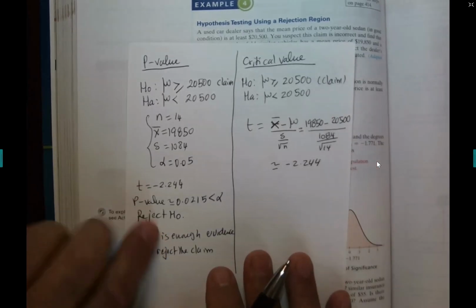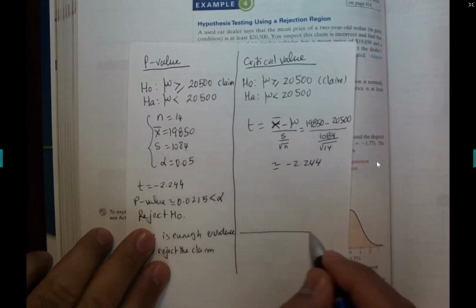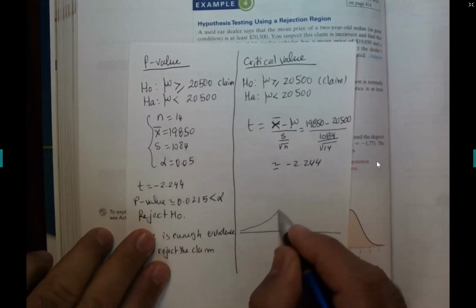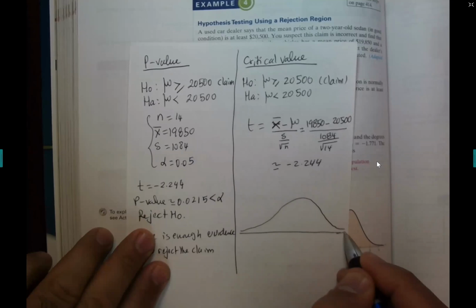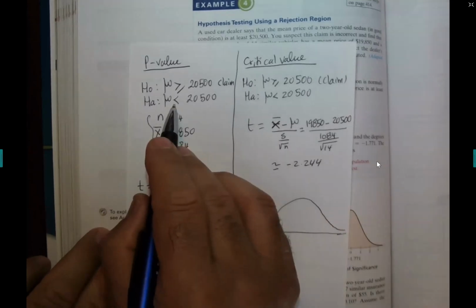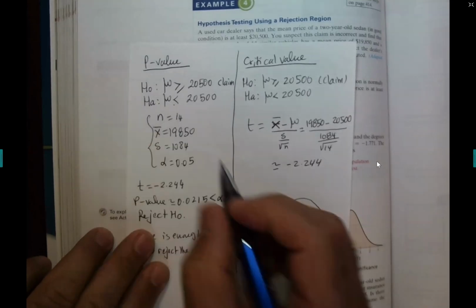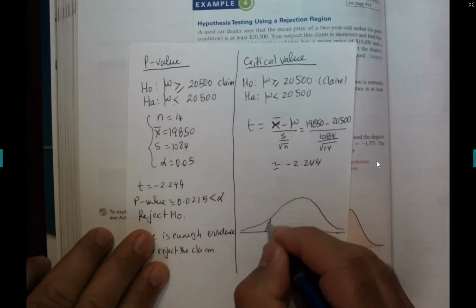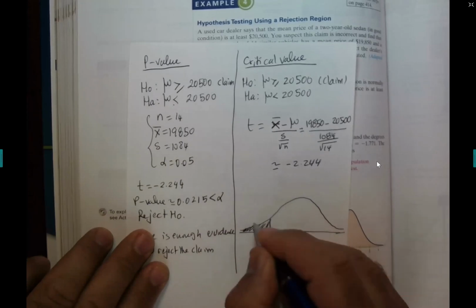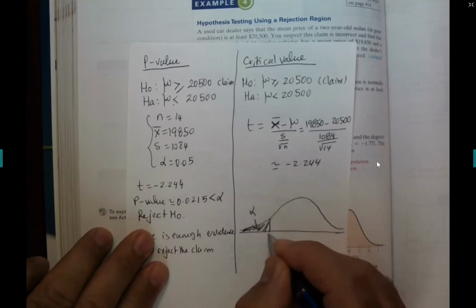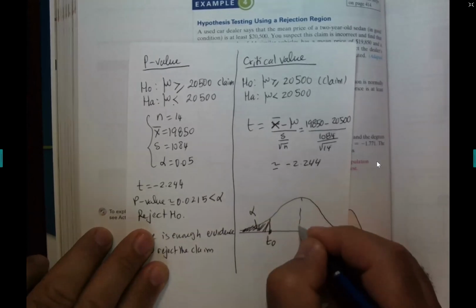Same thing. Now the critical value, watch. This is a left tail test, so I don't have two tails. I only have one tail at the left. So only one critical value right here, and this is alpha. And this is called T0, guys. I'm going to find this one for you.